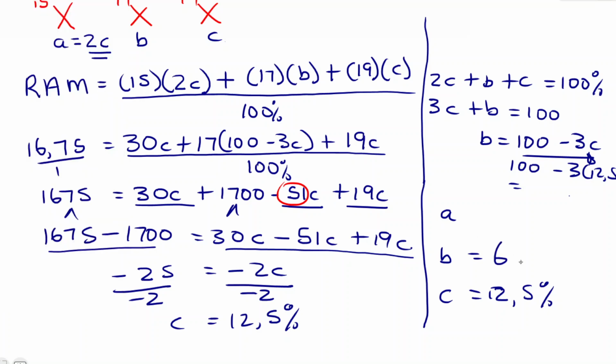So this one is 62.5%. Remember A: they said A is 2 times C. That means A is 12.5 times 2, which gives you 25%. So these are the abundances of each of the three isotopes. When you add all of them together, 25 plus 62.5 plus 12.5 is supposed to give you 100%. This is how you calculate the isotope abundance of all of these elements.